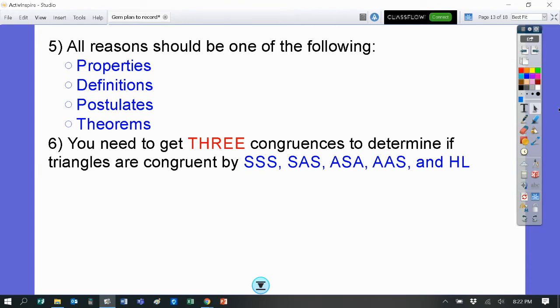You need to get 3 congruencies to determine if triangles are congruent. So those 5 things: if it's side, side, side, you need to prove all 3 sides are congruent. Side, angle, side, that would be 2 sides and that included angle. Angle, side, angle, again 2 angles, but now you have the included side. Or angle, angle, side, so 2 angles and a non-included side. Or, of course, your hypotenuse and your leg. Your hypotenuse and your leg is the only one that is just 2. Everything else you have to prove 3.